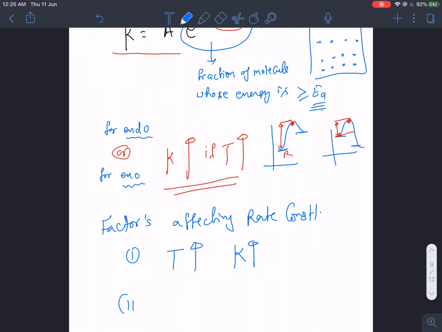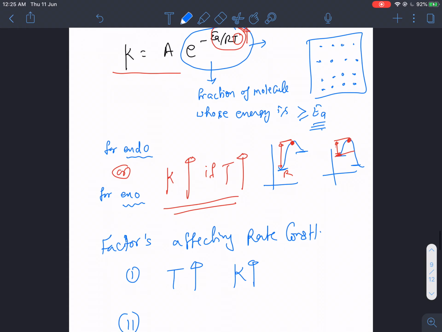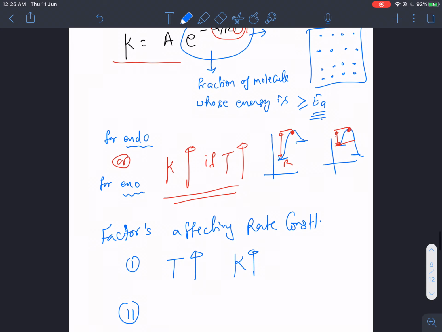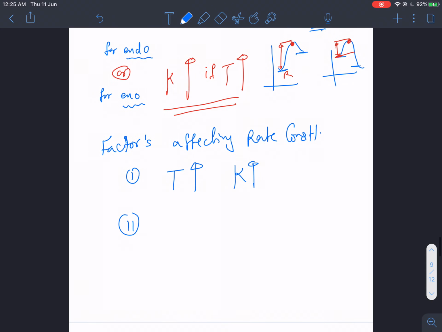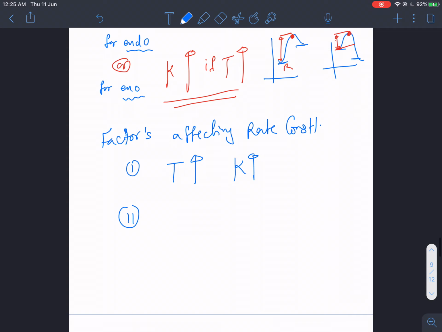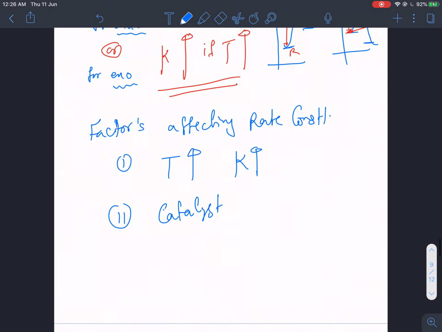Second one is, you look at this activation energy. Obviously K is related to that also. Now how to change the activation energy? Here comes the concept of catalyst, guys. So obviously a catalyst also plays an important role in changing the value of K.